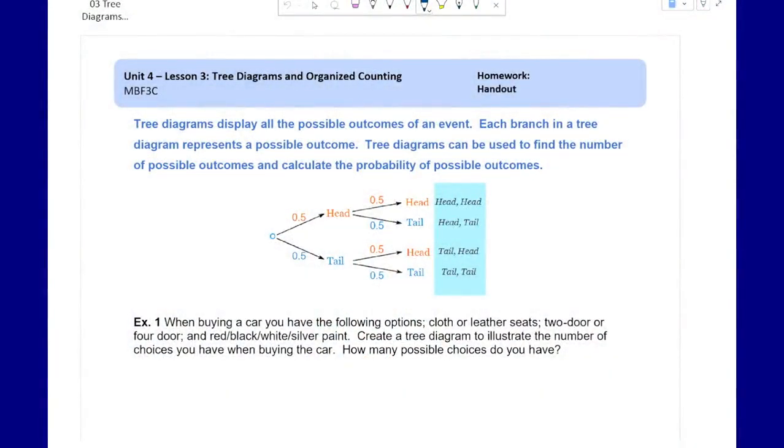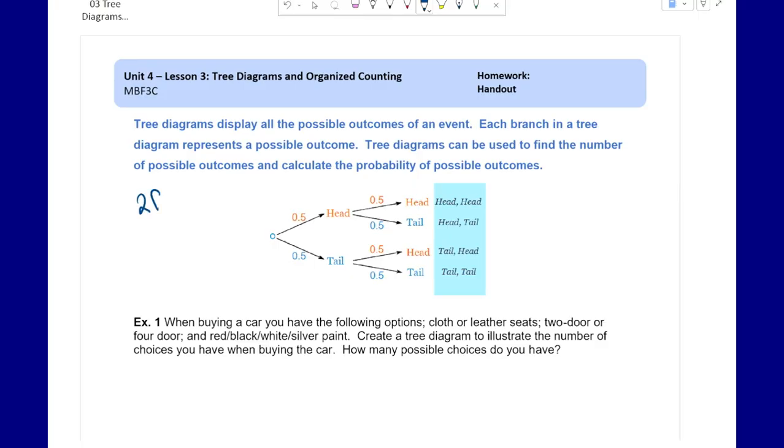In today's lesson, we are going to be looking at tree diagrams and organized counting. Tree diagrams display all the possible outcomes of an event. Each branch in a tree diagram represents a possible outcome. Tree diagrams can be used to find the number of possible outcomes and calculate the probability of those possible outcomes. So for example, we see here we have a coin.